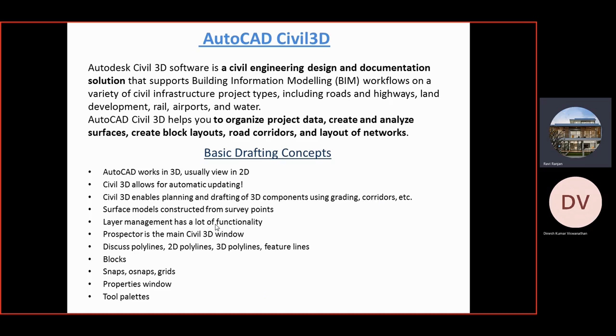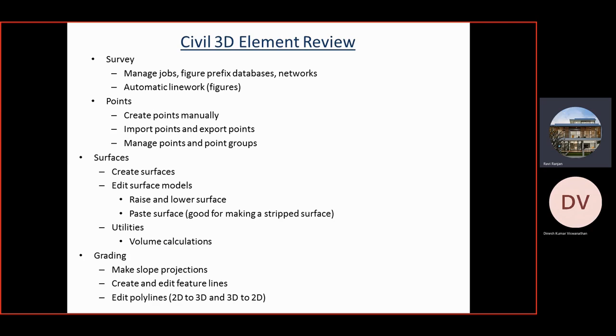Layer management has a lot of functionality. So in Civil 3D we have layer management which is already available. Then we have the prospector in the main Civil 3D window, and polylines: 2D polyline, 3D polyline, and feature line. So we have these polylines in Civil 3D. There is a block, snap, snap grid, property window, tool palette. So these are some tools in Civil 3D. We'll see. These are the elements review.